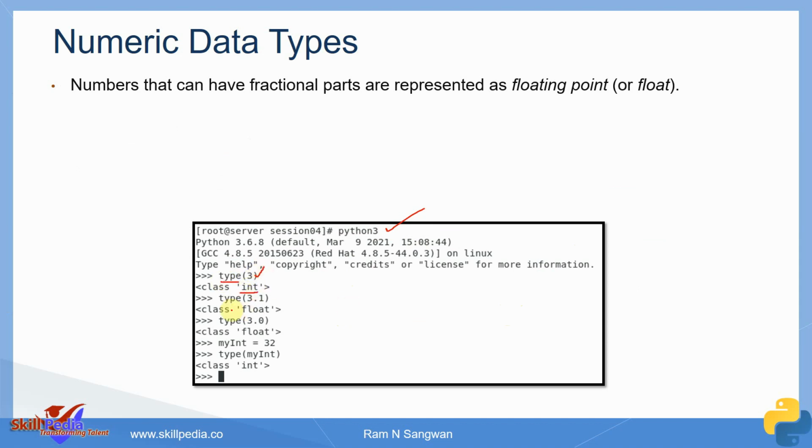Integer. Type of 3.1 is what? Float. Type of 3.0 is float. You assign a value to a variable: my integer is equal to 32. Type of my integer is what? Integer. So you can check these types at runtime directly by starting Python.